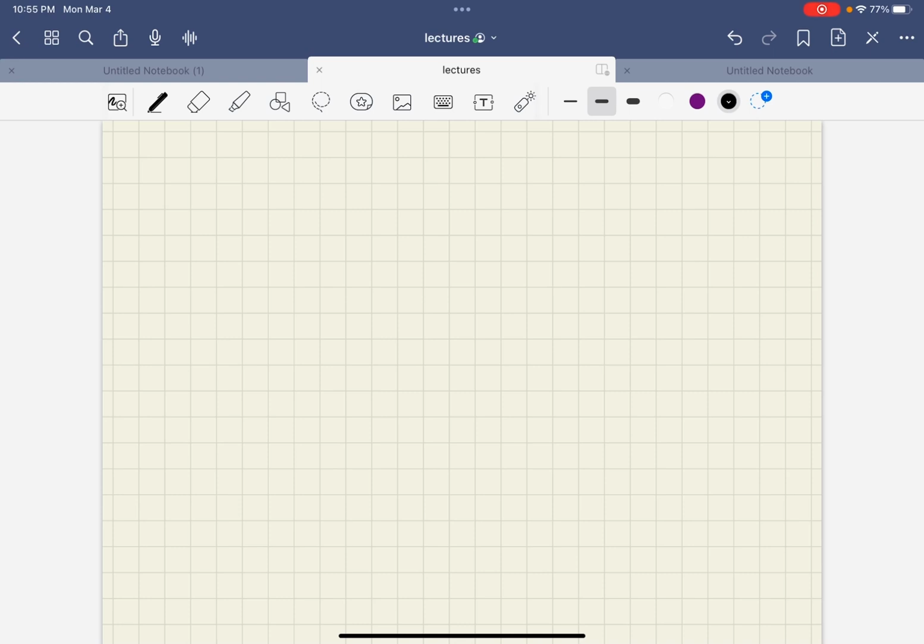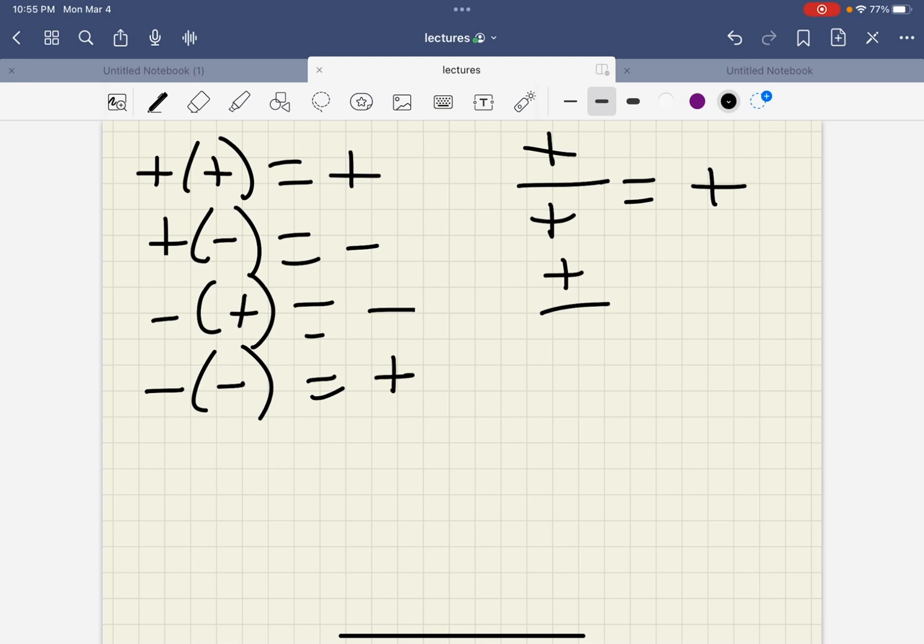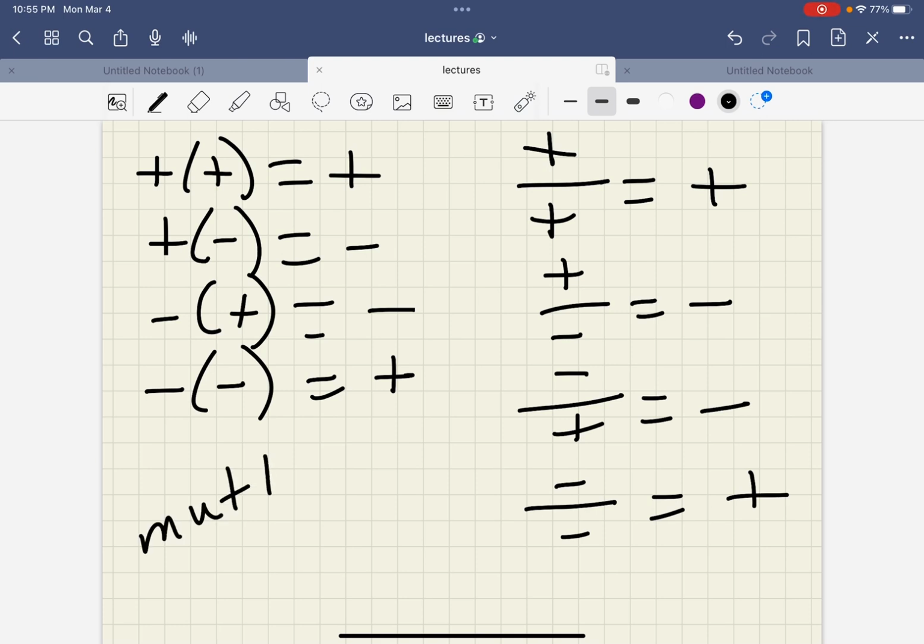Okay, so when we multiply or divide, positive times positive is positive. Positive times negative is negative. Negative times positive is negative. Or negative times negative is positive. Same rule for division. Positive divided by positive is positive. Positive divided by negative is negative. Negative divided by positive is negative. And negative divided by negative is positive. That's for multiplication or division.